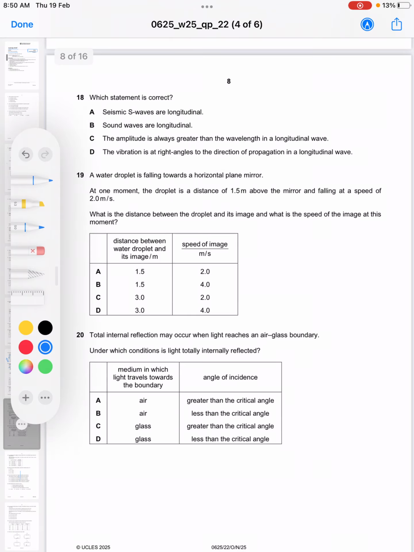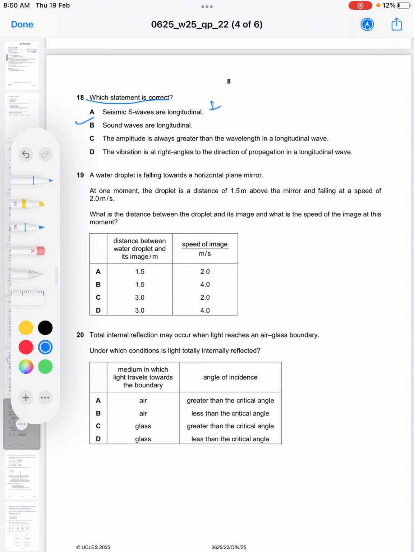Which statement is correct? Seismic S waves are longitudinal. No, we know that these are the perpendicular ones, transverse waves. Sound waves are longitudinal, yes.